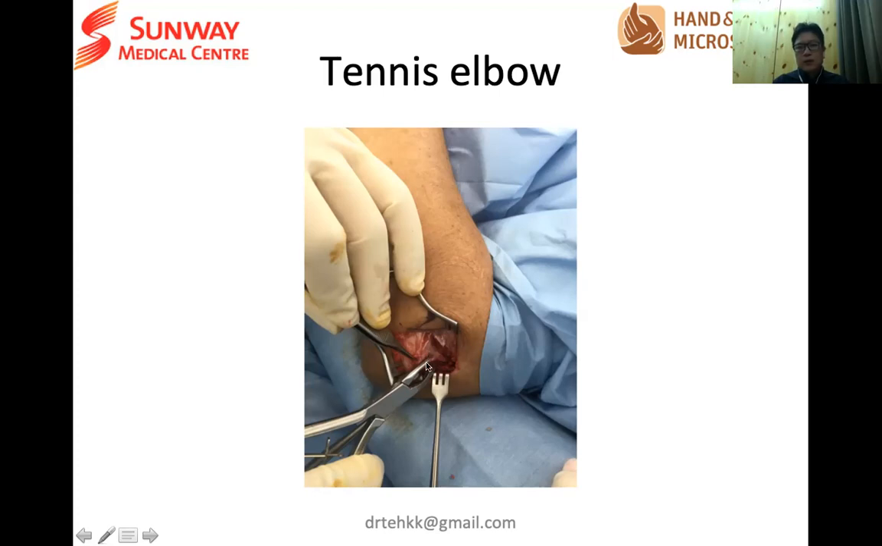I don't do that, and I don't find any weakness in their hand or wrist extension at all. So I don't do that. I just stitch back basically whatever muscle I cut to get to the ECRB.